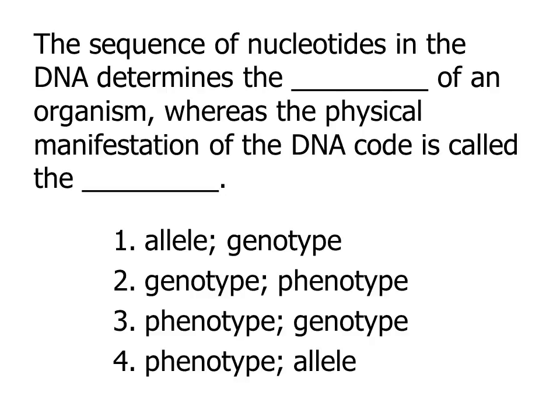Okay, so pause if you need more time. The sequence of nucleotides in the DNA determines the genotype of an organism, whereas the physical manifestation of the DNA code is called the phenotype. Alright, so the sequence of nucleotides is the genotype, and then the physical characteristic is the phenotype. Hopefully I said those right. So genotype was the first one, and then phenotype was the second one. They sound similar, so sometimes I say them wrong.